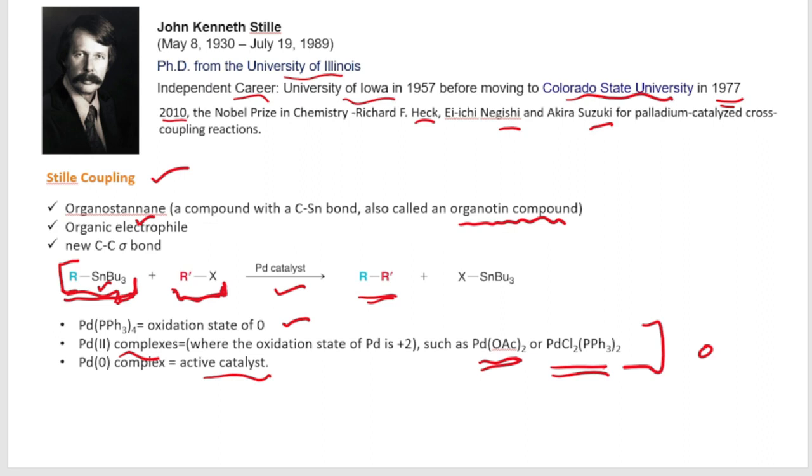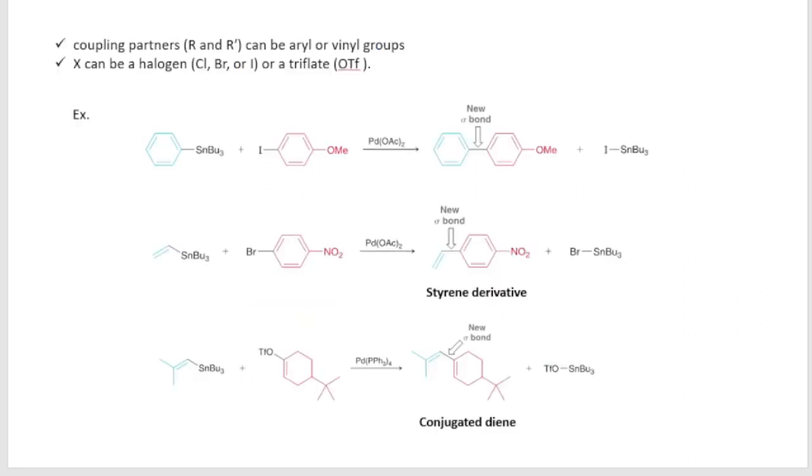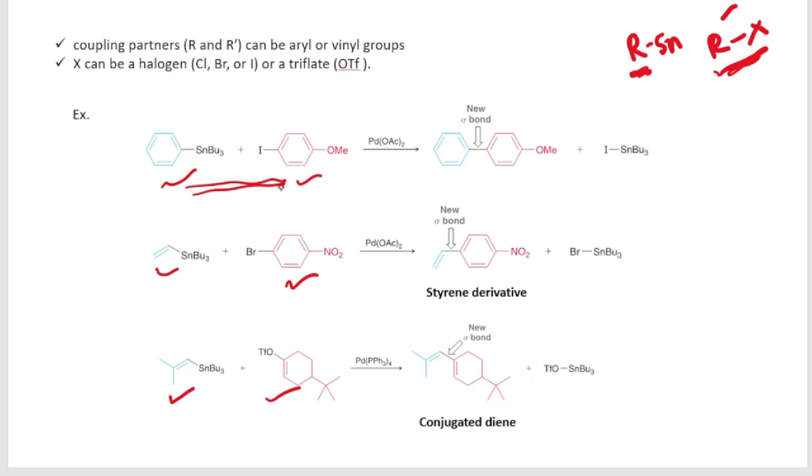Next we will talk about what R and R prime are. R is in the R-Sn, and R prime is in the R prime electrophile. So what is this R? This R can be aryl, vinyl, or any substituted vinyl. And R prime will be aryl or vinyl. So when two aryl compounds react in the presence of palladium acetate, it will give you a biaryl compound.